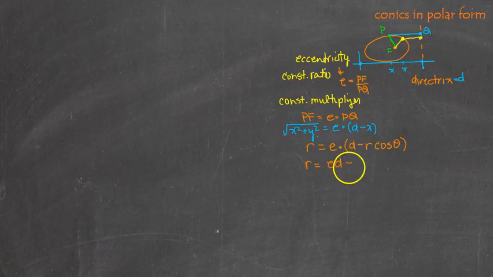So I have ED minus ER cos theta. Now I want to add ER cos theta to the left-hand side, so R plus ER cos theta equals ED. Factor the R out.